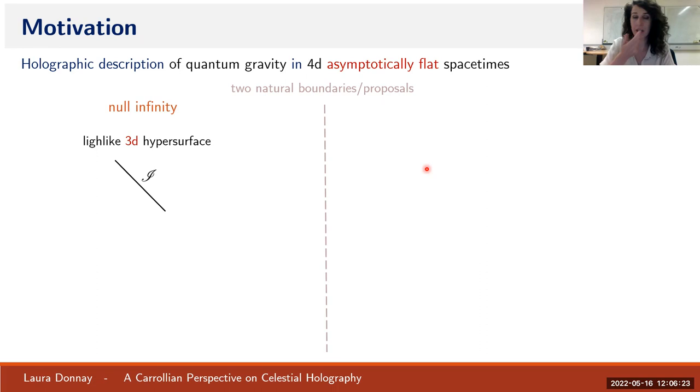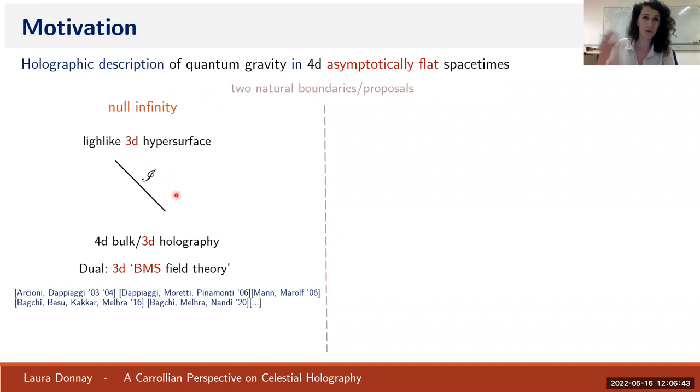And there are two proposals that have emerged in the recent literature. The first one is to simply look at this null boundary, which is a three-dimensional hypersurface, null infinity. This would be the holographic screen, and we would land on a sort of codimension one type of holography, where the dual theory should have the symmetries of flat spacetime, which I will recall in the introduction, the so-called Bondi-Metzner-Sachs symmetries. So we should have some theory which is invariant under BMS, a sort of BMS field theory in 3D. And the first attempts to formulate holography for flat spacetime were focused on this approach.